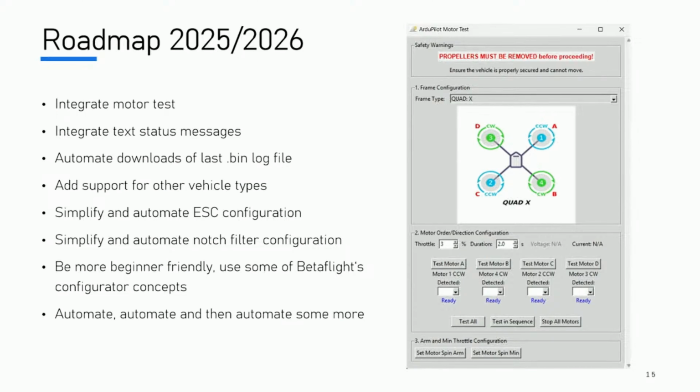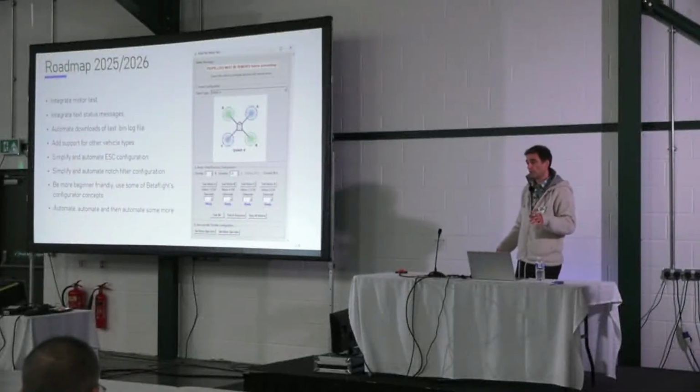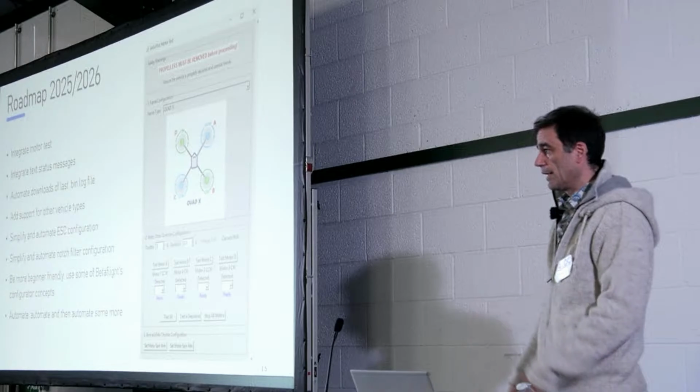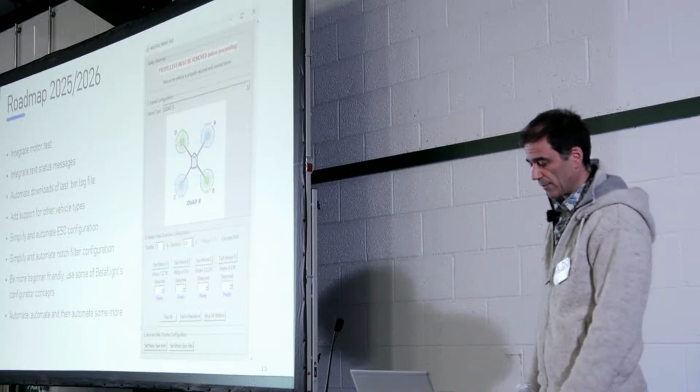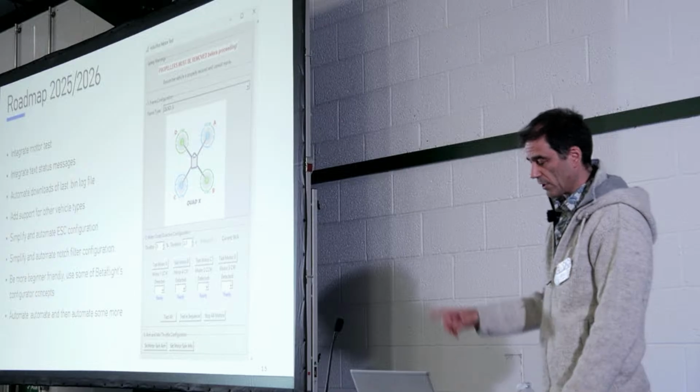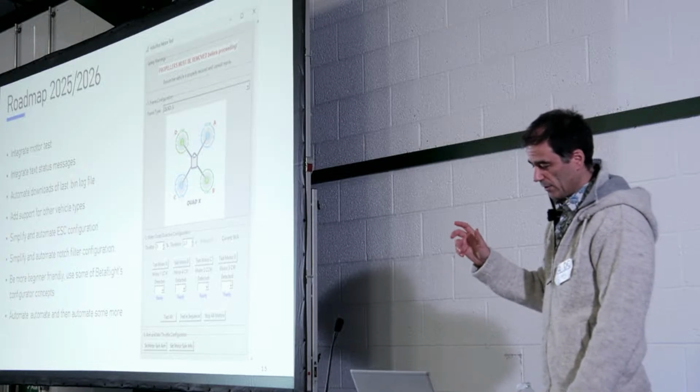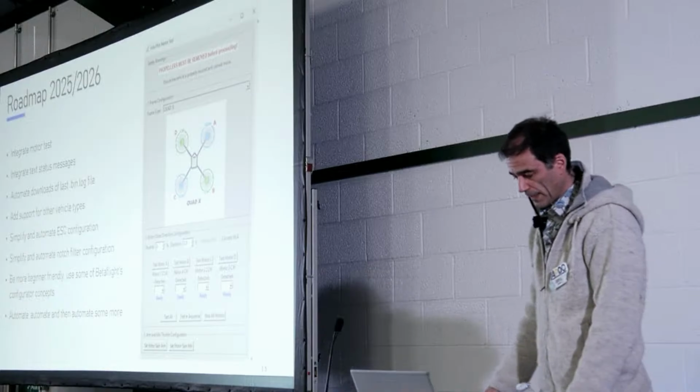Simplify and automate the configuration we have with BDShot. It is a hairy monster, so you have to set the masks right, you have to set all kinds of weird things, and most people don't get that right, but I'm pretty sure that we can do that with a lot fewer parameters and in a more user-friendly way.